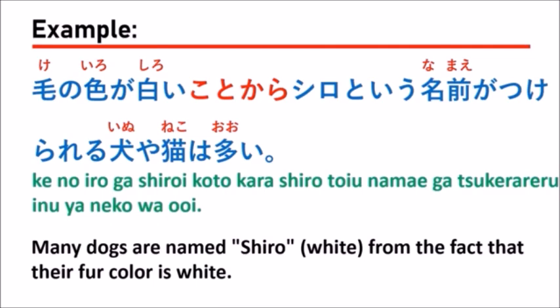In this sentence, you see what they use with Kotokara: instead they use the i-adjective shiroi, which means the color white, right? When you use an i-adjective with Kotokara, nothing changes. You can use it in that form. So, 毛の色が白いことから白という名前が付けられる犬や猫は多い, right? That means when people set names for pets such as dogs and cats, it depends on the reason of the fur color. Sometimes red, sometimes brown, sometimes white.